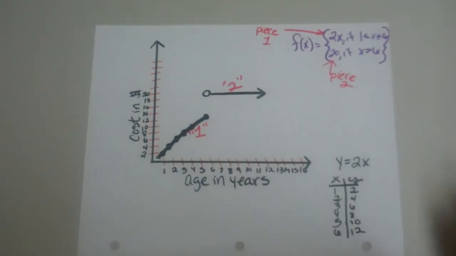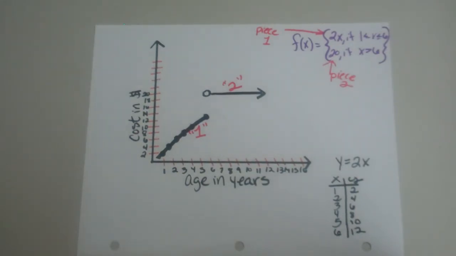So we have piece 1 and piece 2, since it's a piecewise function. Piece 1, you'll notice on the graph, is a straight line. The points are, as you see on the table, 1, 2, 2, 4, 3, 6. It's just y equals 2x. So I took that first piece and graphed it. But notice I only graphed the line. Lines go on forever and ever. I only graphed it between my x values of 1 and 6, because that's all that mattered.